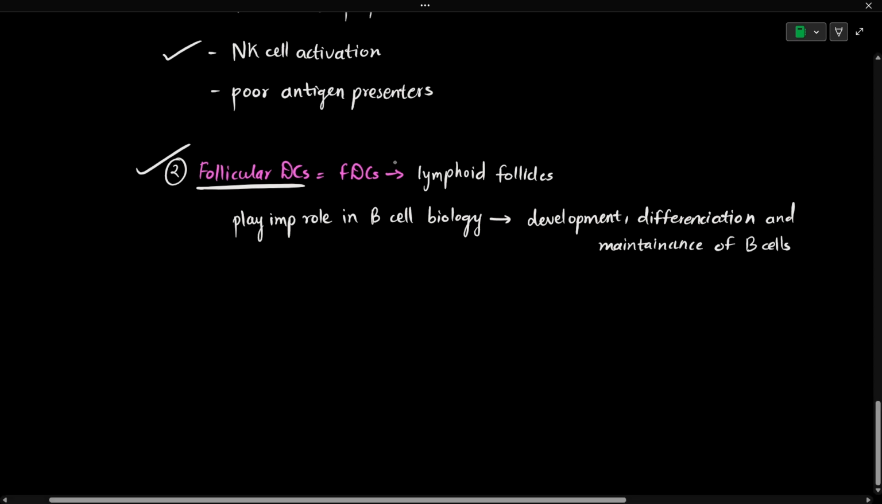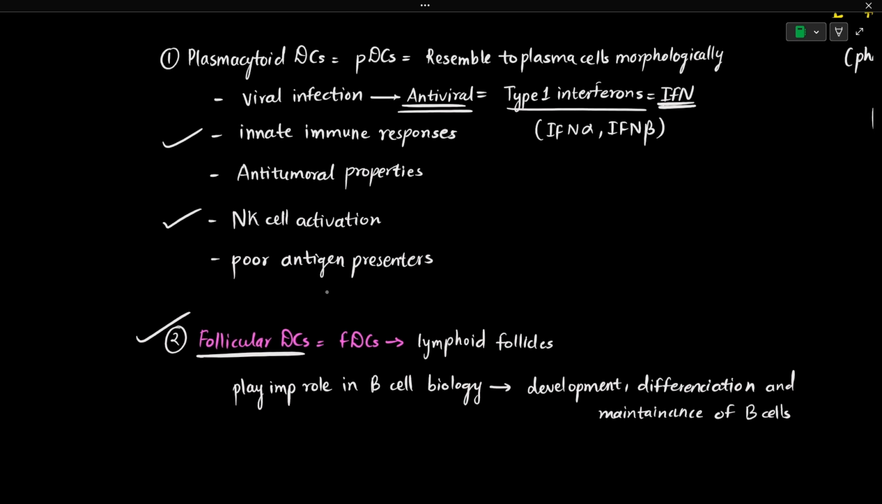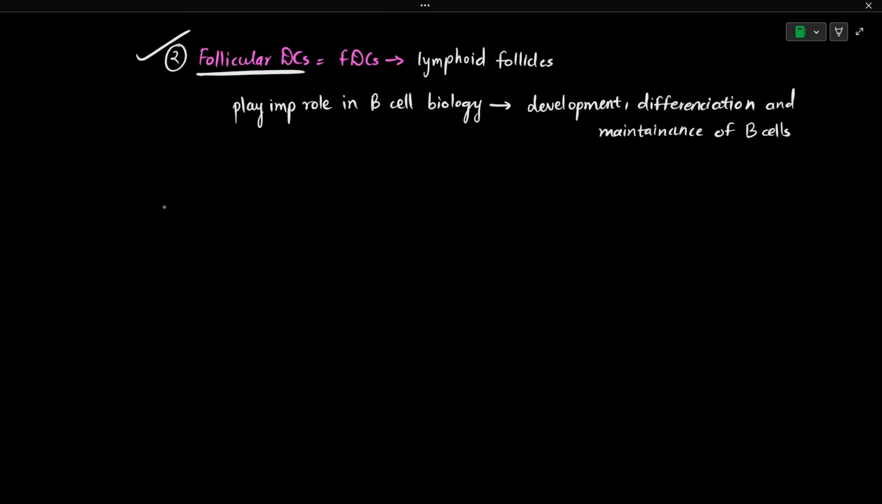So besides the plasmacytoid dendritic cells and the follicular dendritic cells, we have another type which is also known as conventional dendritic cells, or the ones which originate from the myeloid progenitor. That is why they are known as myeloid dendritic cells, because they belong to the myeloid lineage, and that is why they are also written as MDCs. Okay, so those are MDCs, the myeloid dendritic cells.